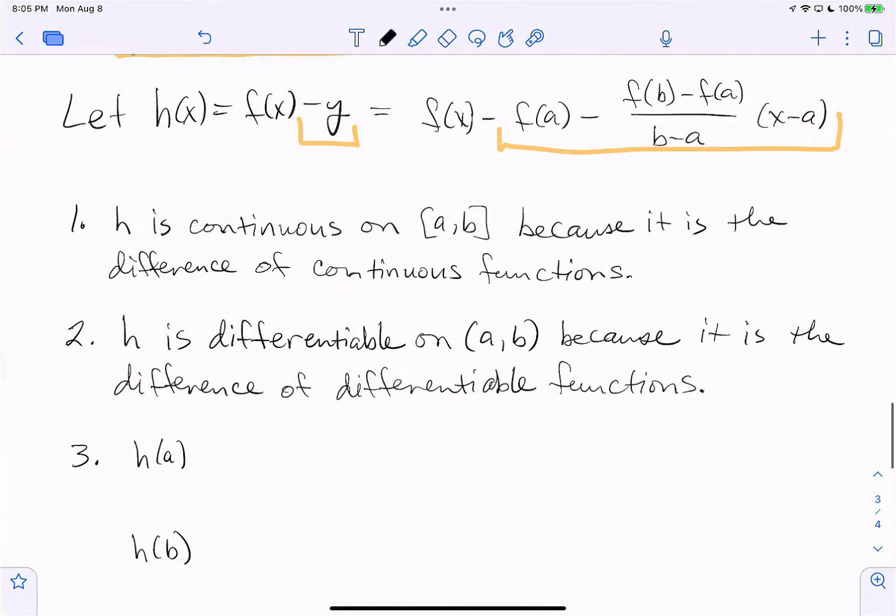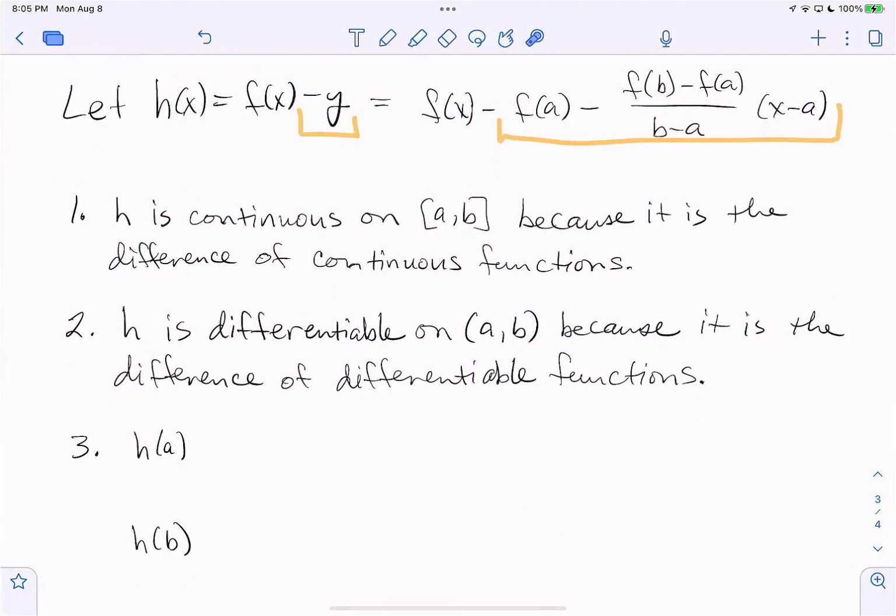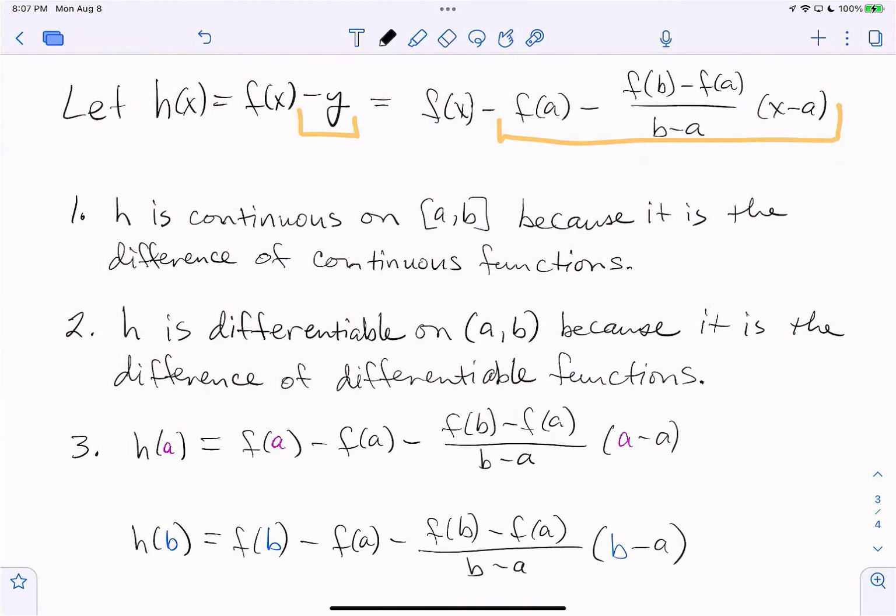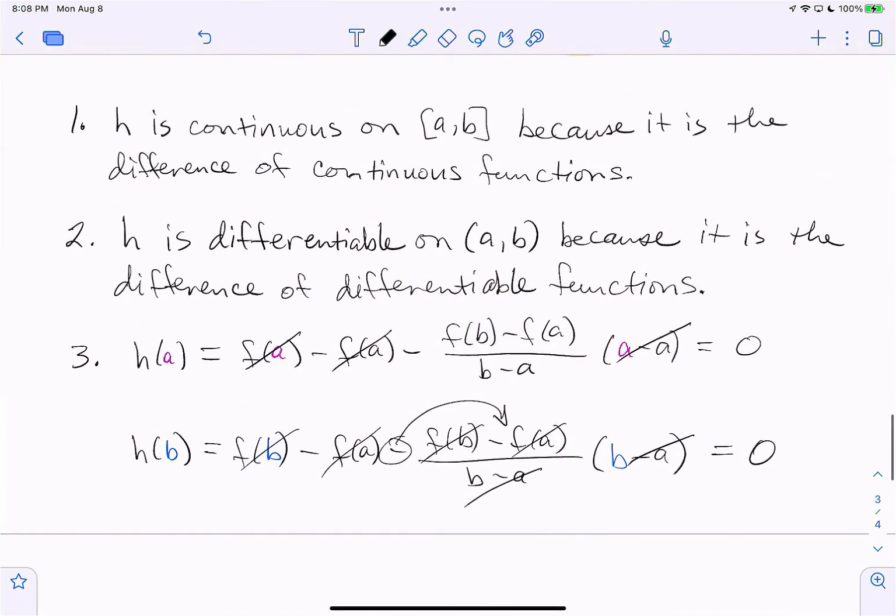Let's go up here. Here we have h(x). I'm going to substitute a in place of x, and then I'm going to substitute b in place of x. For h(a), f(a) subtracts with f(a), and a minus a is equal to 0, so h(a) is equal to 0. For h(b), we have b minus a divides out. This negative distributes. Negative f(a) plus f(a), f(b) minus f(b), the whole thing equals 0. Now we know that Rolle's theorem is satisfied.